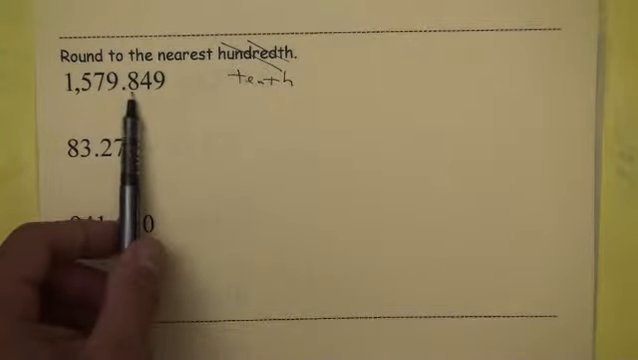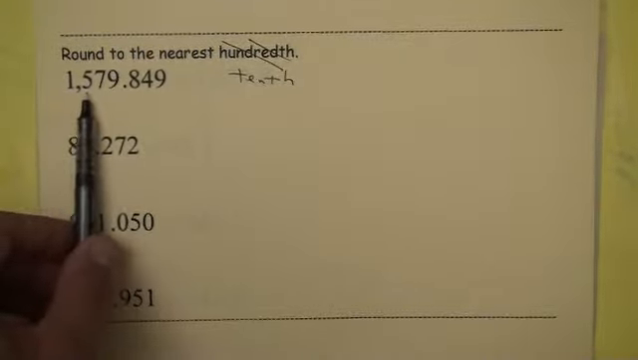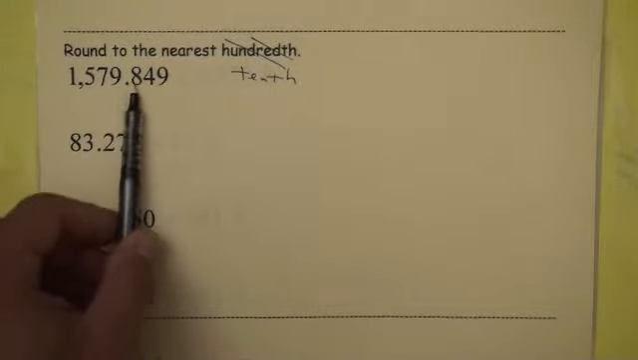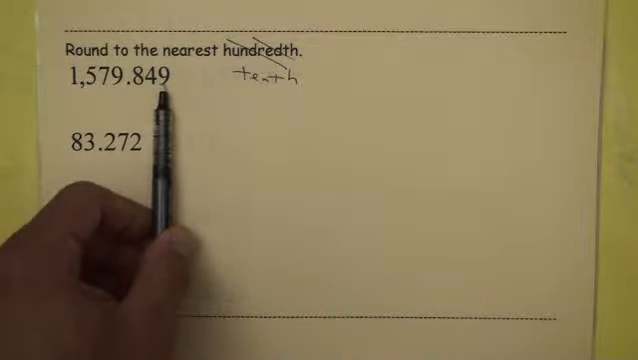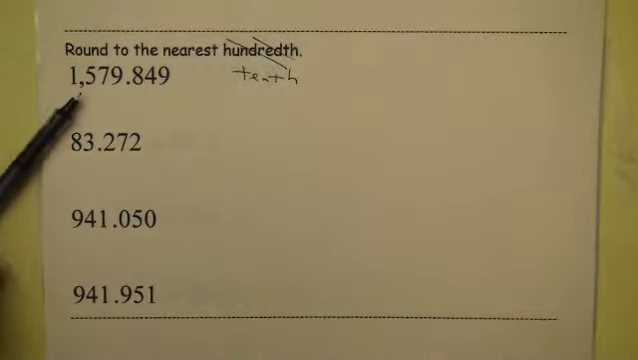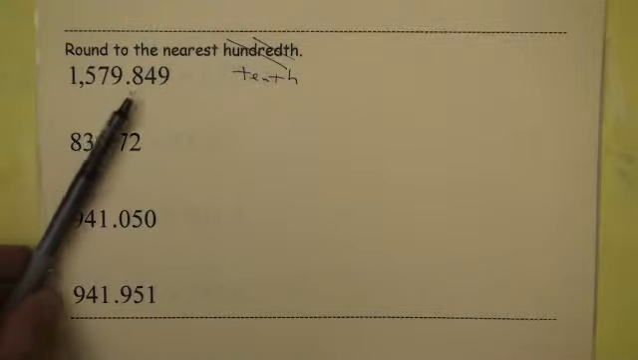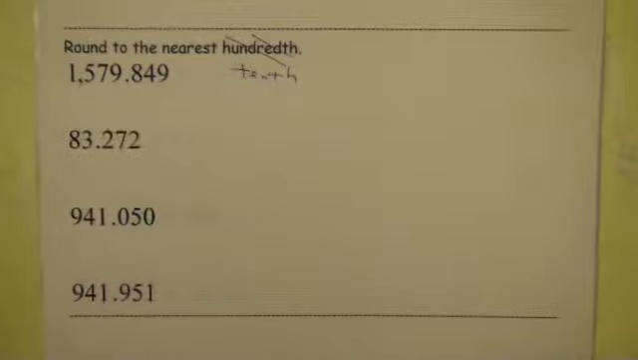So nearest tenth, we're going to round to this first spot. So we have thousands, hundreds, tens, ones, tenths with a TH, hundredths with a TH, and thousandths with a TH. Okay? So we have 1579.849. This is actually 849 thousandths, and we're going to talk about that later on with decimals and percentages. Right now we're just sticking with rounding.